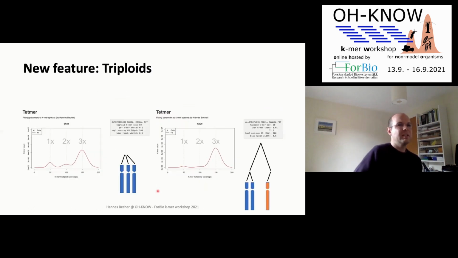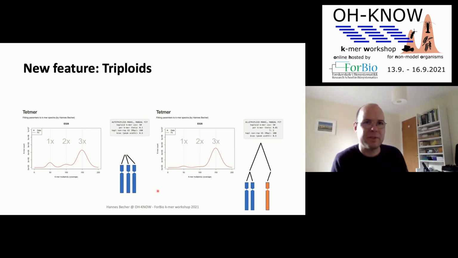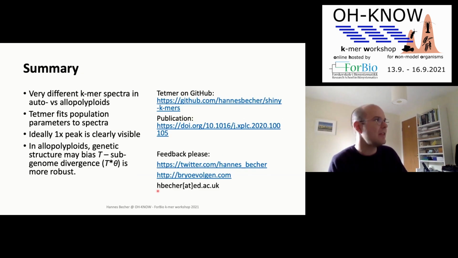So Tetmer is not going to tell you it is this ploidy level and this is allo or auto. You have to try out the allo and auto presets and see whether your spectrum fits to them. But I think Tetmer is going to help you to decide whether an individual you're looking at is allo-polyploid or auto-polyploid. And then, of course, these K-mer spectra look very different between auto and allo. And you can fit population parameters to these spectra.